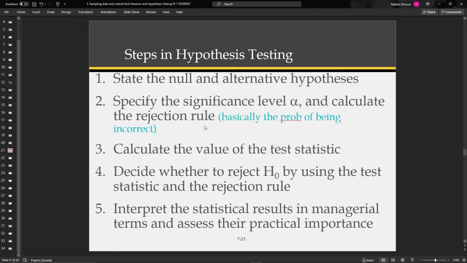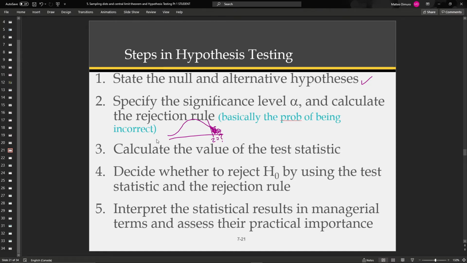Okay, hypothesis testing questions are pretty involved. There's several steps, 5 or 6 things you've got to do. So I wrote it in a list here. The first thing you need to do is state the null and alternative hypotheses. You must do this. If you don't do this, you're going to lose those marks. Then you need to specify the significance level alpha and calculate what we call the rejection rule, which is based on the probability of being incorrect. This is based on the normal distribution for that data set. So if we're doing a right tail test, you've got to figure out what area over here and what's the z-score threshold to get there.